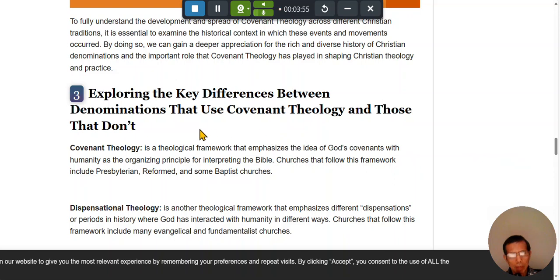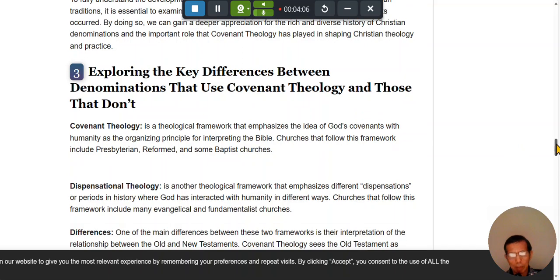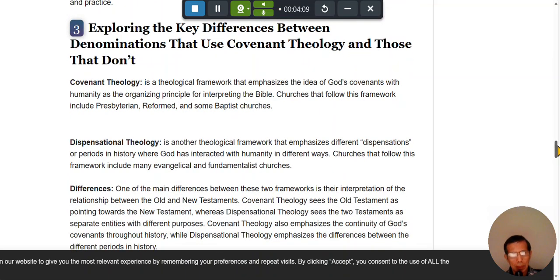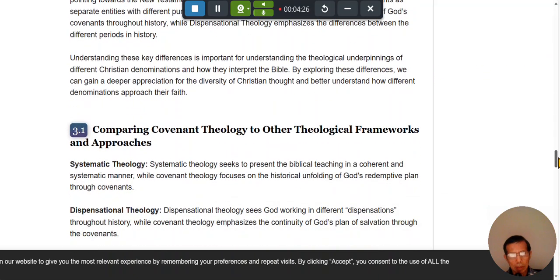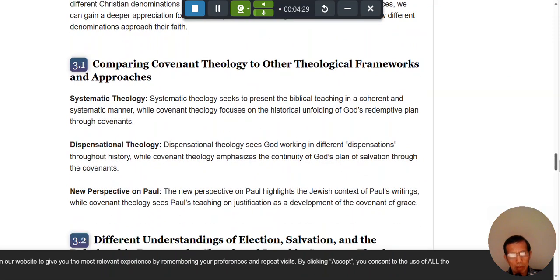And there are denominations that use covenant theology and those that don't. Some denominations don't put an emphasis on covenant theology, that God makes promises or a plan of salvation. So this talks about covenant theology, and this one is dispensational theology and the differences. There are a lot of doctrinal differences if the denomination or Christian church doesn't ascribe to biblical covenant theology.